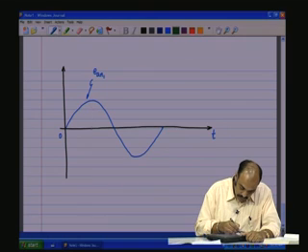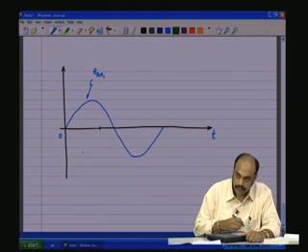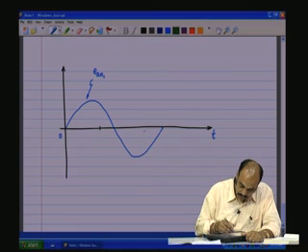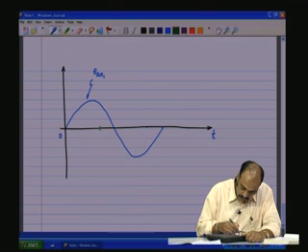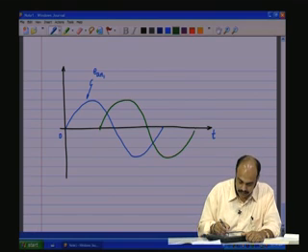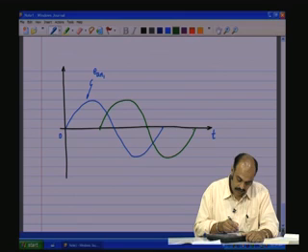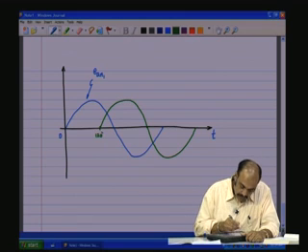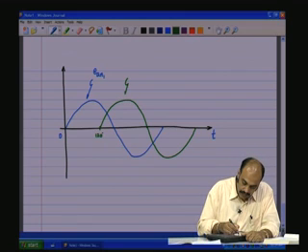So, this is 90. So, 120 will be somewhere around here. So, we have a waveform which goes like that, completes its cycle. This is 120 degrees lagging, and that is EBN 2.